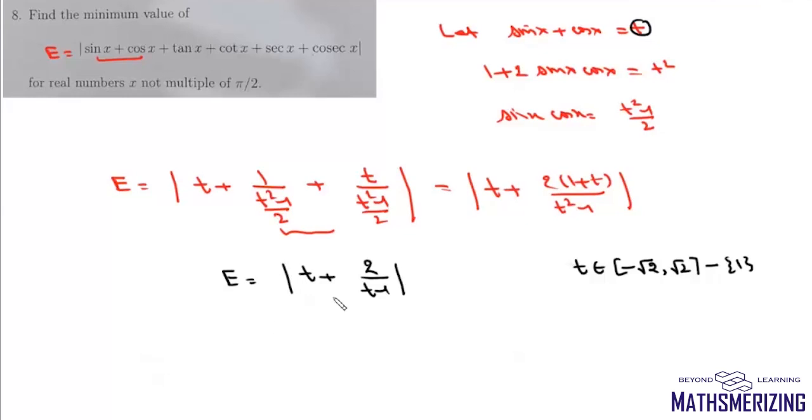Now we differentiate this. We can write this as 1 minus 2 upon (t minus 1) whole square equals 0. So (t minus 1) will be plus or minus root 2, or the value of t is simply plus minus root 2 plus 1.